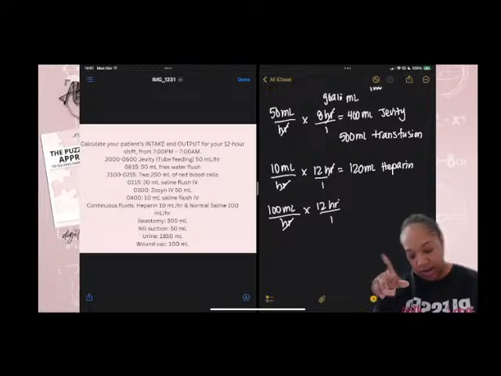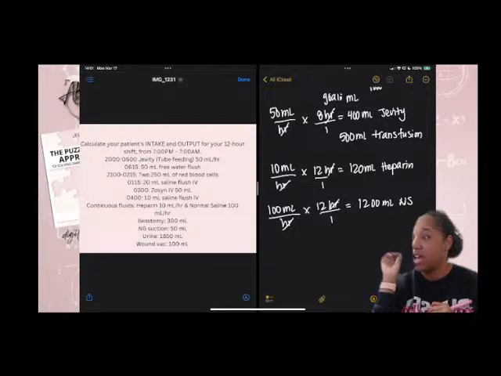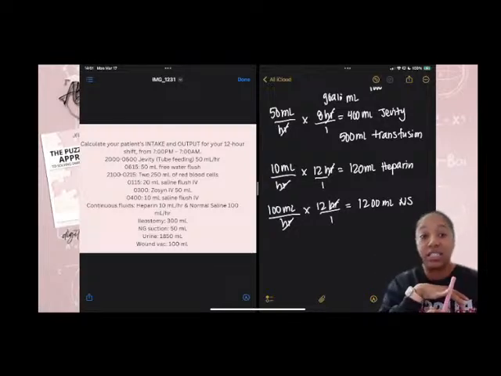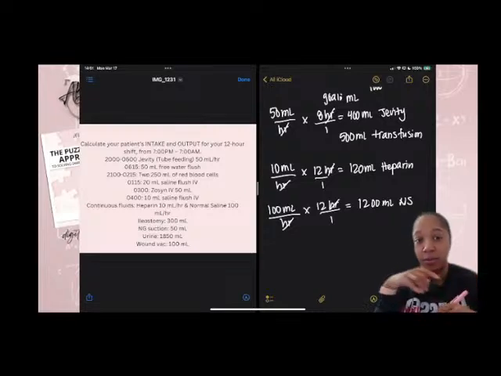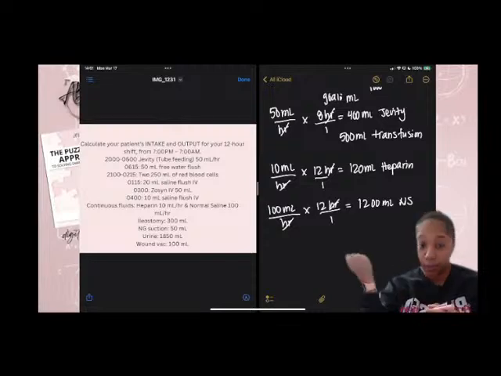So boom, your hours cancel out. That's 1,200 milliliters of normal saline, okay? And then ileostomy. Ileostomy, that's going out, right? That's the stoma coming from the ileus. So that's going to be liquid stool. So that's output. We're looking for input right now.